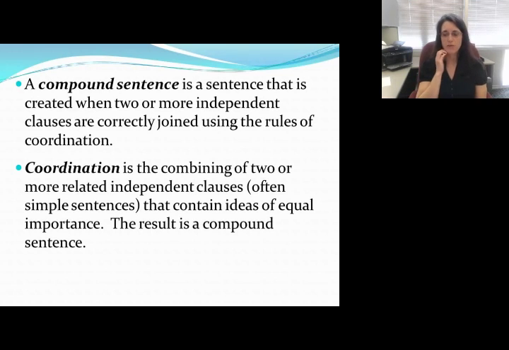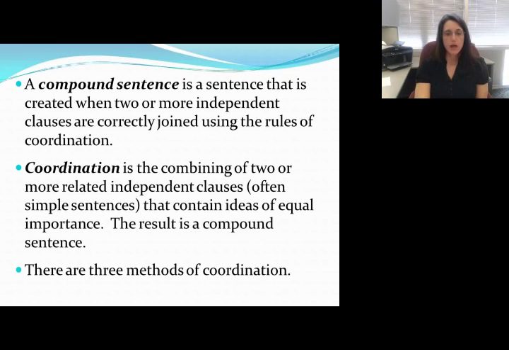Now, the secret here is it does say related independent clauses. We could put a couple of complete sentences together that have nothing to do with each other. We can use coordination to try to combine them, but unfortunately it would be an incorrect sentence because the clauses are not related to each other. So the secret of this is grammatically the sentence may be correct, but ultimately it isn't because it doesn't follow the rules of coordination, that they're not related to each other.